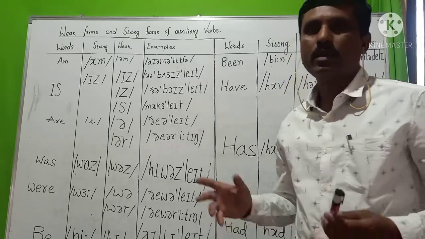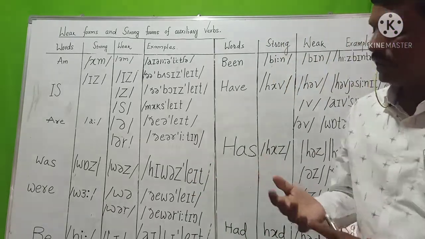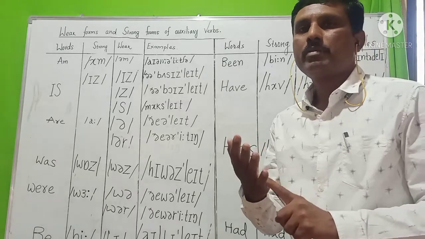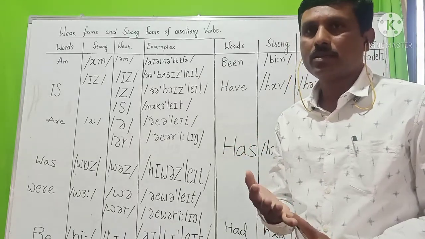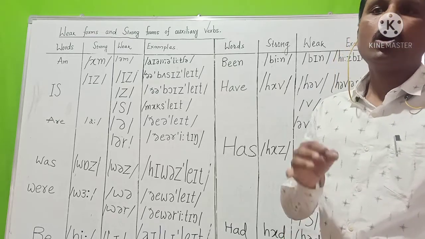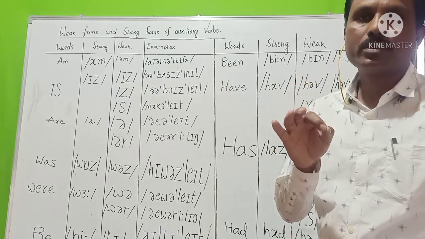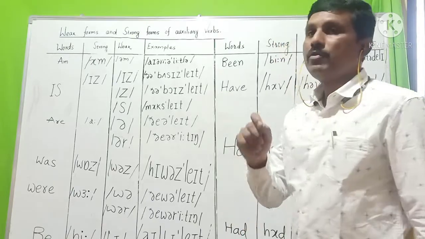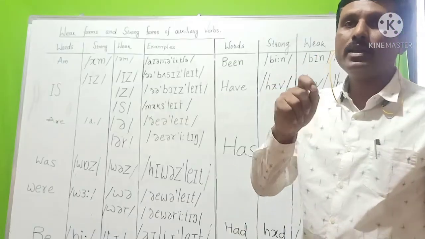Let's continue to study the weak forms. We have seen the weak forms of prepositions and articles. Now we'll see the weak forms of auxiliary verbs. So let us start with weak forms of auxiliary verbs.